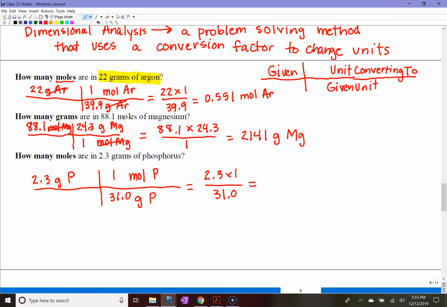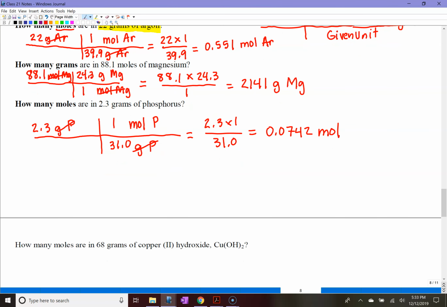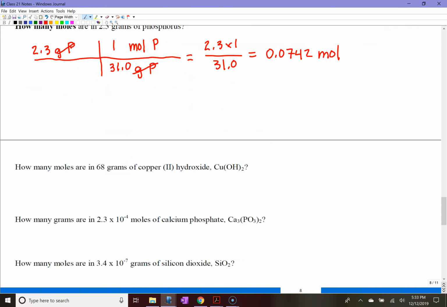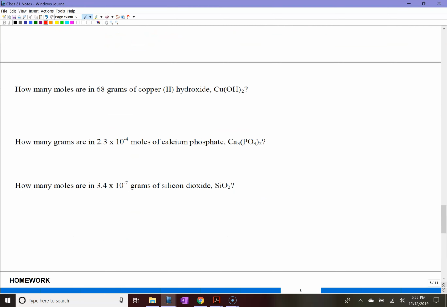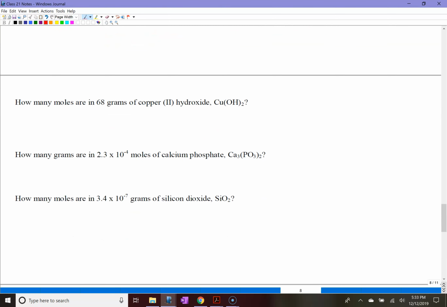And that's going to give me 0.0742. The grams of phosphorus have canceled out, and I'm left with moles of phosphorus. Okay, you try the problems on this page, and then stop the video, work these problems, and then come back and check your answers.